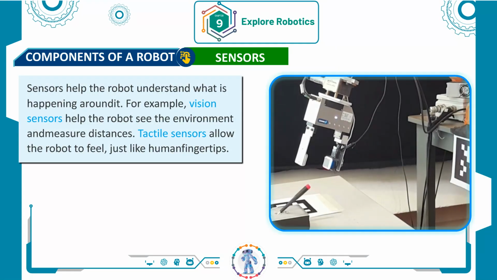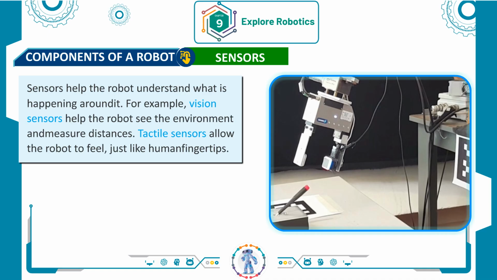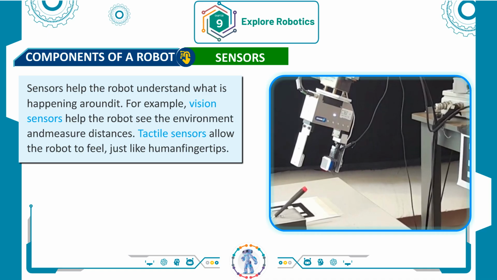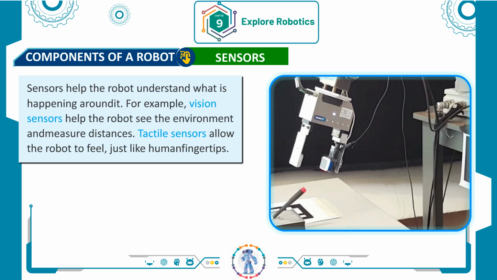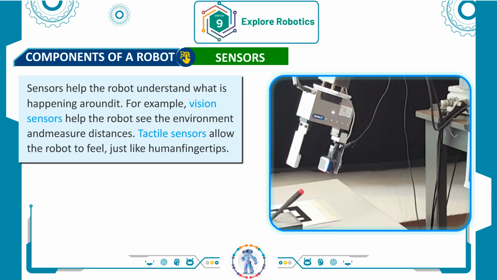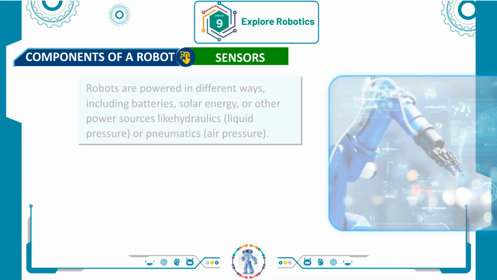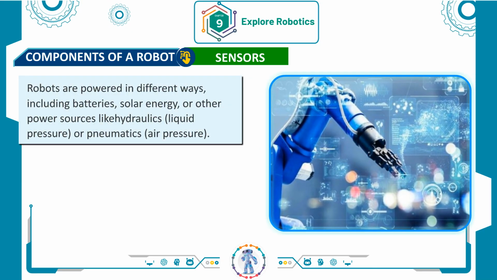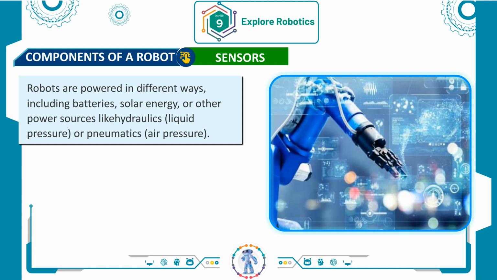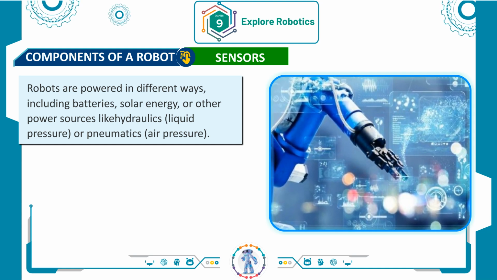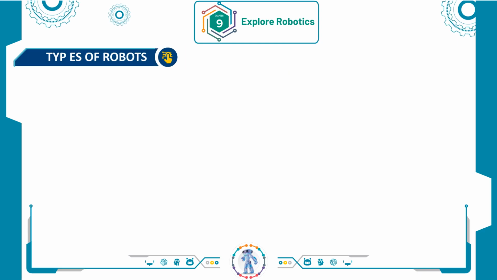Sensors. Sensors help the robot understand what is happening around it. For example, vision sensors help the robot see the environment and measure distances. Tactile sensors allow the robot to feel just like human fingertips. Robots are powered in different ways, including batteries, solar energy, or other power sources like hydraulics, liquid pressure, or pneumatics, air pressure.